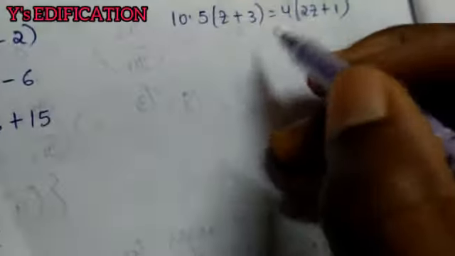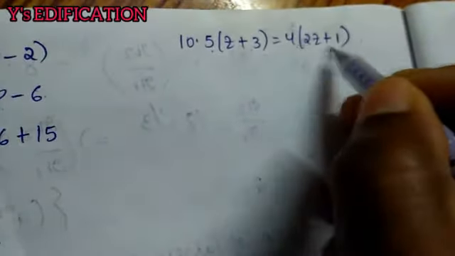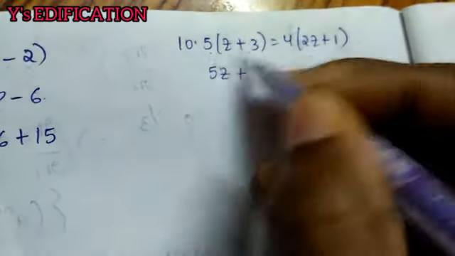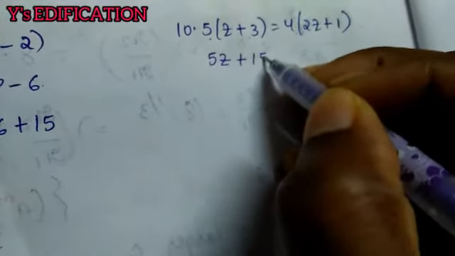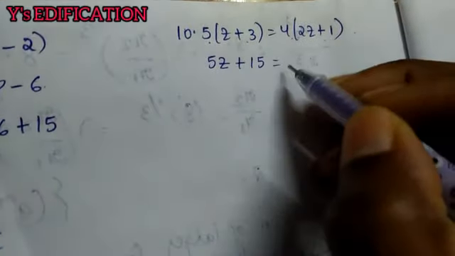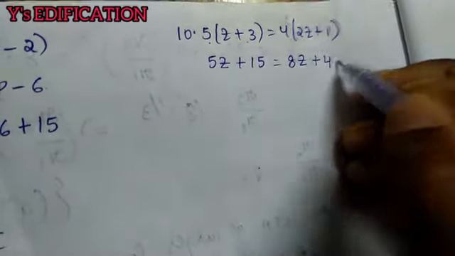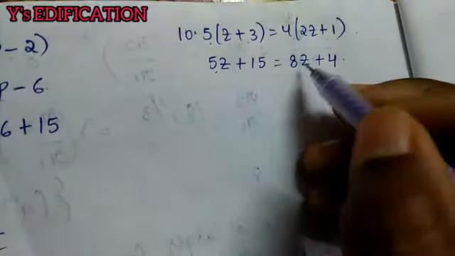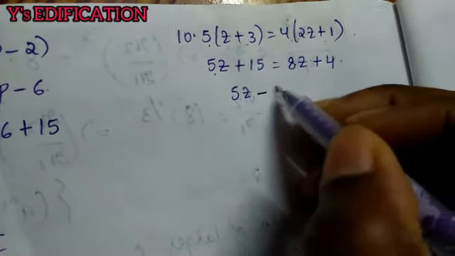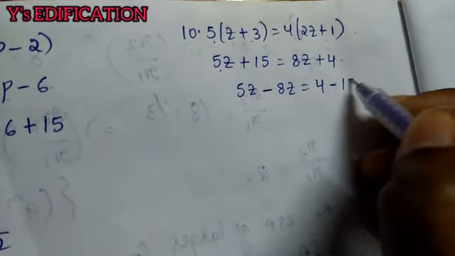Okay, similarly, next one. Same, we have to multiply 5 with z plus 3 and 4 with 2z plus 1. So 5 into z is 5z plus 5 into 3 is 15, is equal to 4 into 2z, 4 2's are 8z, plus 4 into 1 is 4. Okay, now write both the variables on one side. 5z, this will become minus 8z, is equal to 4, and it will become minus 15.